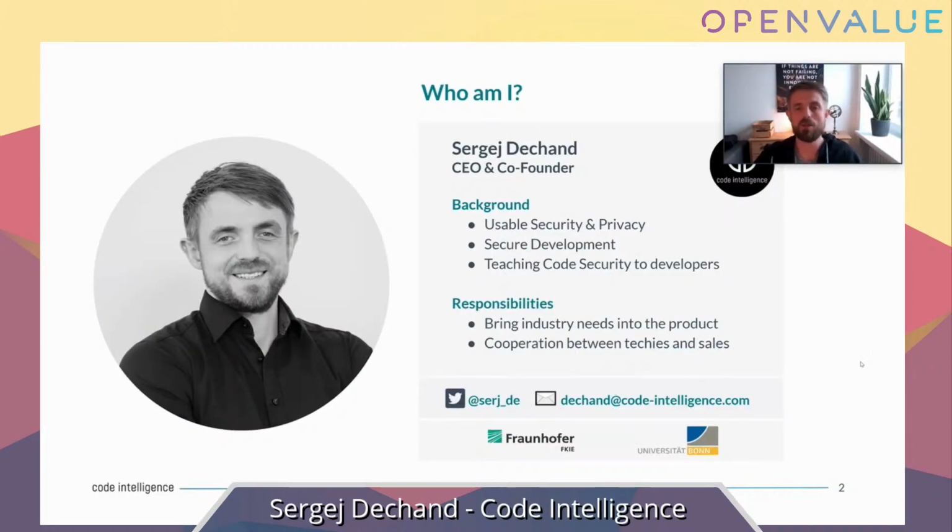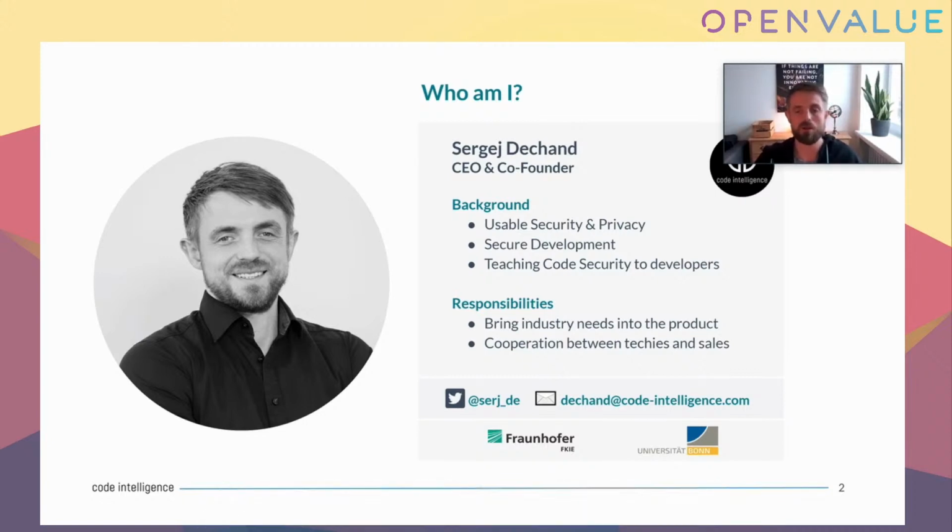So just a few words about me. So Garrett already did that a lot, but anyway, just to make it short, my background is usable security and privacy and secure code development. And I was teaching a lot code security best practices to students, but also to companies. And when I founded Code Intelligence with my other co-founders, basically, I got the responsibility being the bridge between the salespeople and the technical people.